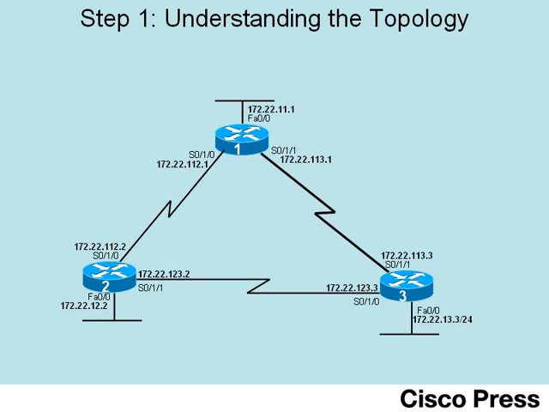Now, this particular lab starts with all those IP addresses configured, all the interfaces up, and with router 3's RIP configured. Router 1 and router 2, to start this step, do not have any RIP configuration.